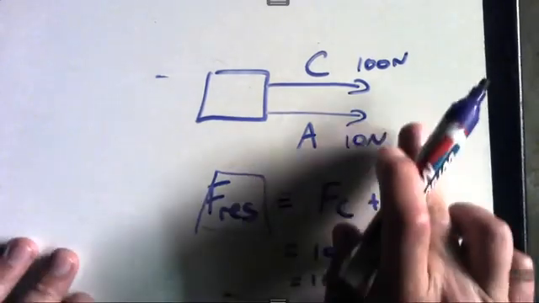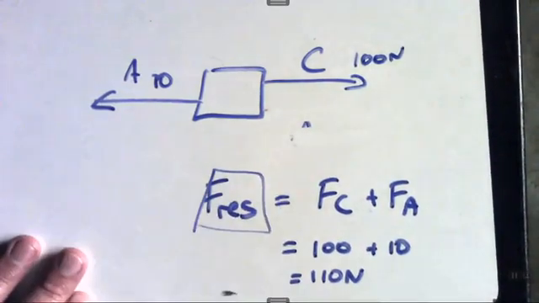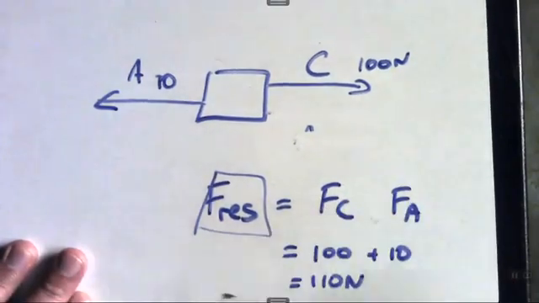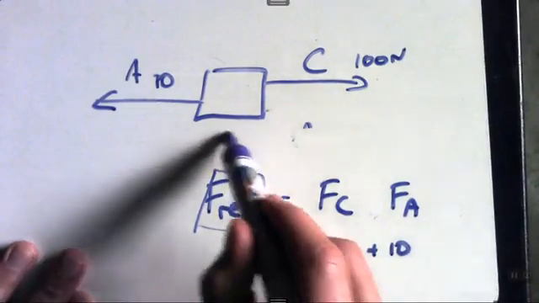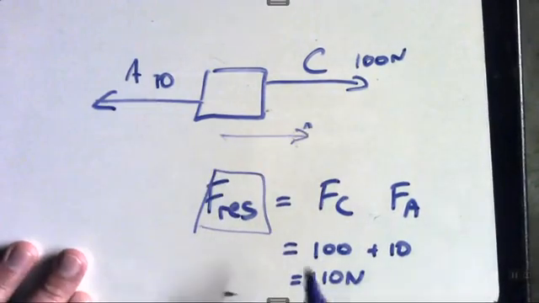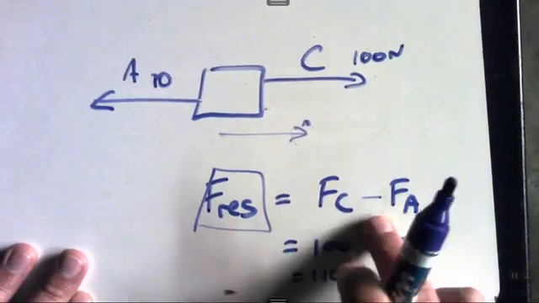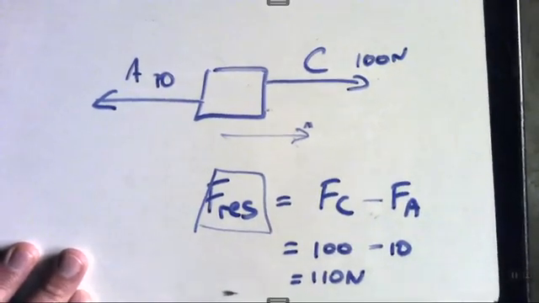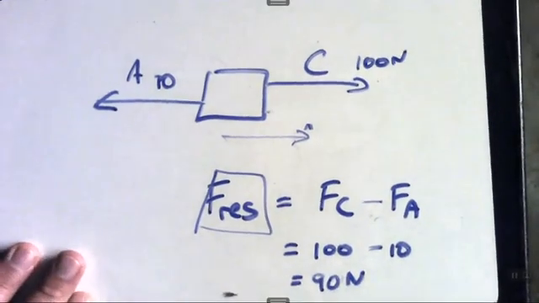So what happens if Anshu started pushing in the opposite direction with 10 Newton? Are they still working together? No. So here we would see that Charles is pushing more than Anshu. So the object is still moving in that direction. So we make Charles positive and we make Anshu negative, and we subtract their forces. And the result of these two forces is now 90 Newton.